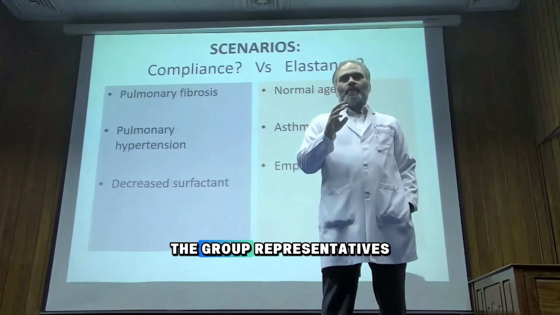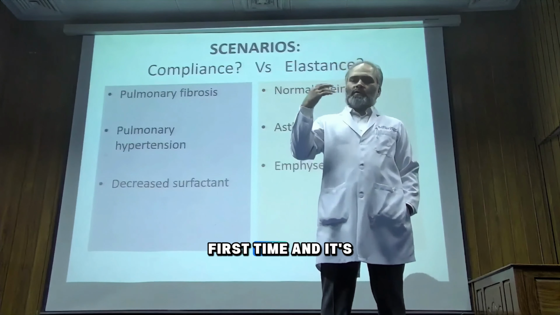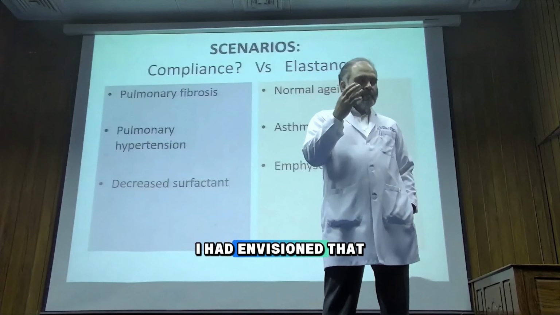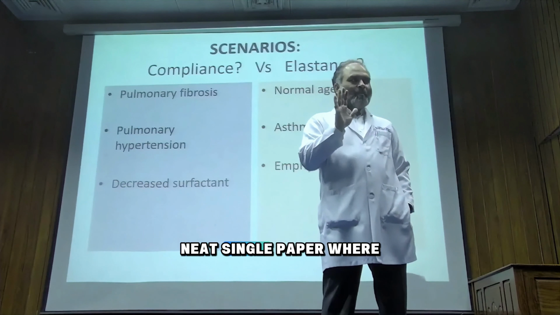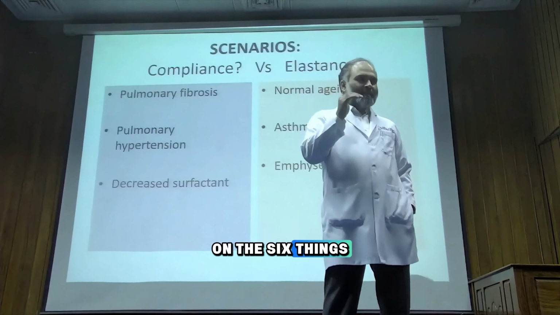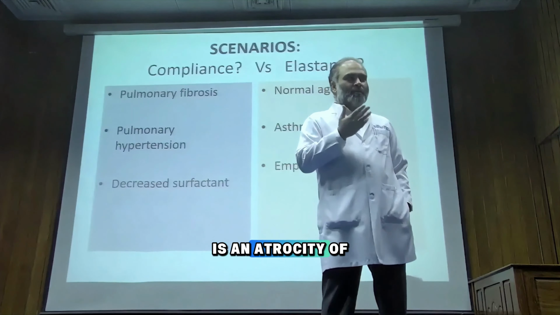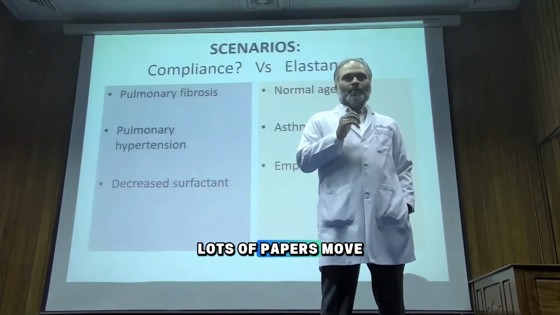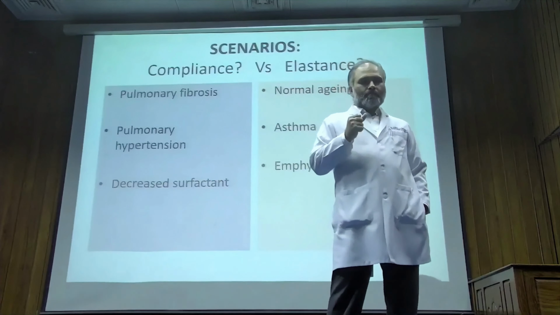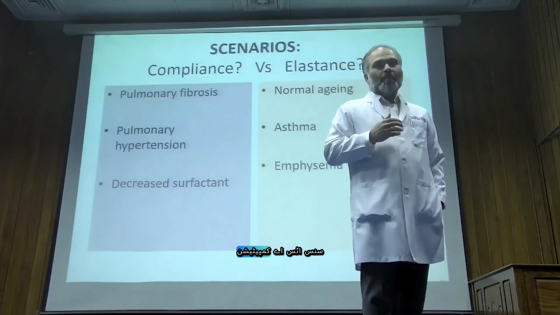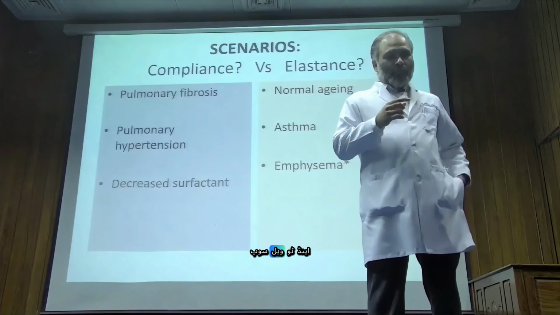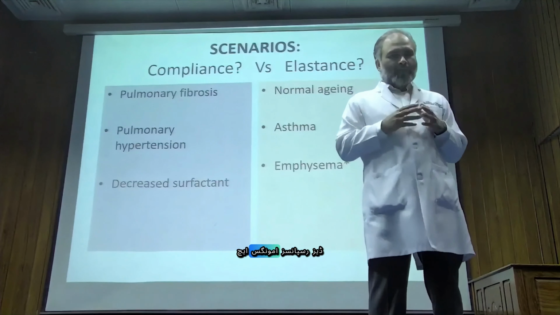Number three, the group representatives. Obviously, this is the first time and it's a huge responsibility. I had envisaged that there will be a nice, neat single paper where they agreed upon consensus on the six things. What I am seeing is an atrocity of papers, lots of papers flying around. So I don't know how this will work out. But since it's a competition, it has to be interesting. Okay. So now group one and two will swap these responses amongst each other.